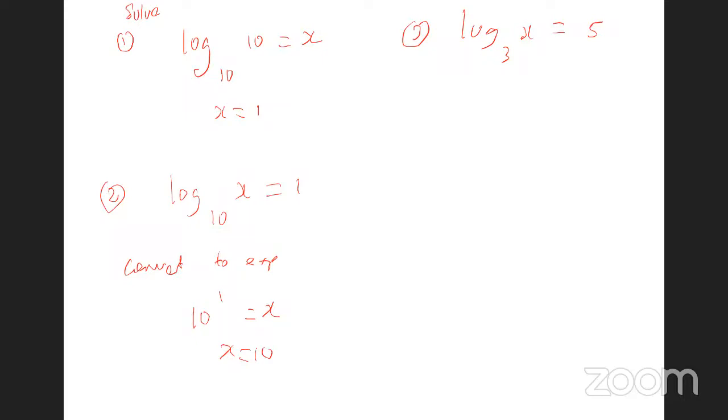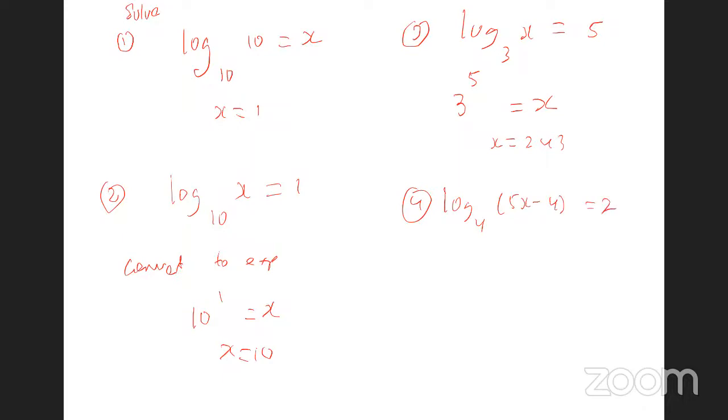Barrage, nice job. Right, so when it converts to exponential form, you'll get 3 to the power 5 is equal to x. Okay? And x is equal to 243. Number 4, let's change it slightly: log to the base 4 of 5x minus 4 is equal to 2.